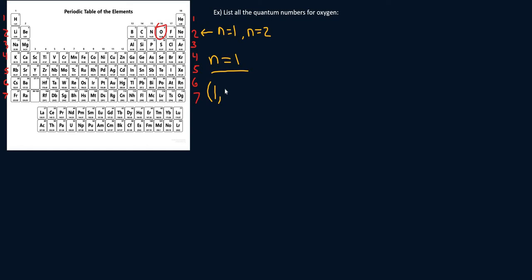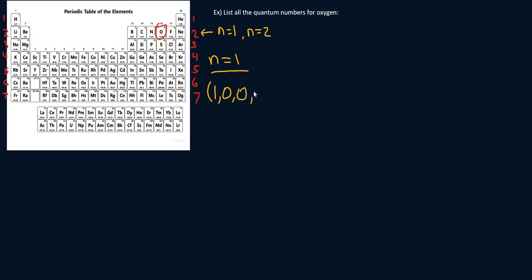Our second quantum number is going to be our L value. And in this case, when n is equal to 1, the only thing L can be is 0. And then our third quantum number is going to be negative L up to 0 up to L. Well, in this case, our L is just 0, so our m sub L is also just 0.